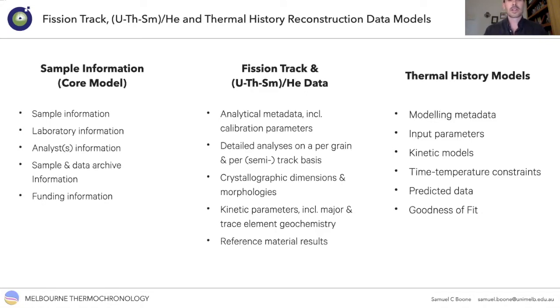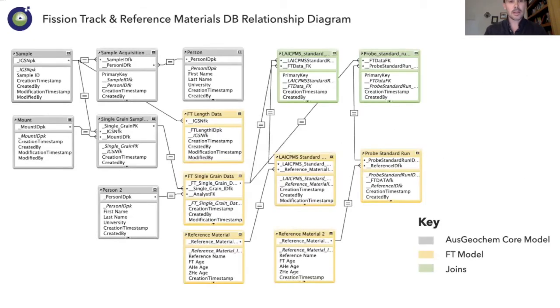In addition to the sample information that can be collected and stored within the core model, these data schemas allow analysts and laboratories to upload and archive data associated with these methodologies that include analytical metadata, detailed analyses on per grain and even per fission track basis. These record crystallographic dimensions and morphologies, as well as chemistry, kinetic parameters, reference material results, and a bunch of additional information associated with thermal history modeling, such as metadata, input parameters, and goodness of fit, amongst other things. And these are stored in a structured relational database that, as you'll see in a moment, enables users to perform quite interesting data analytics and visualization functionalities.